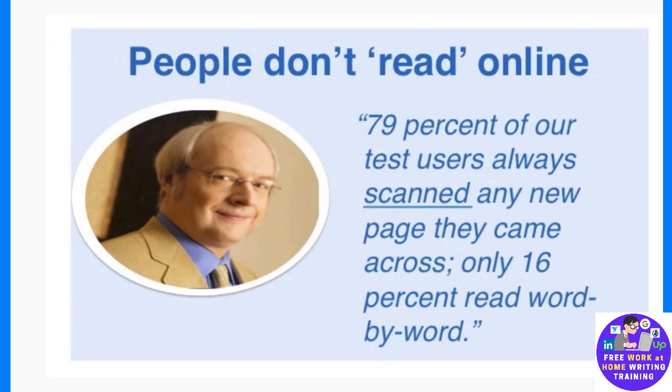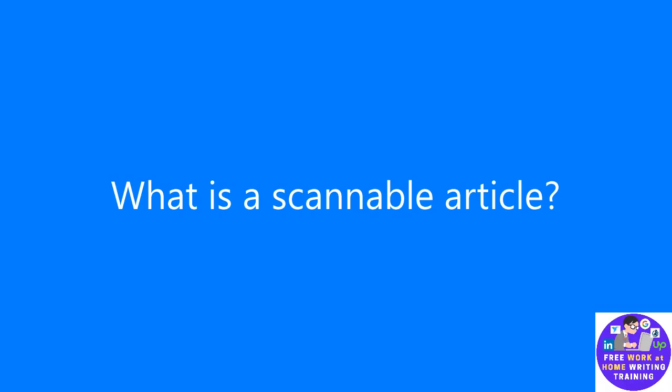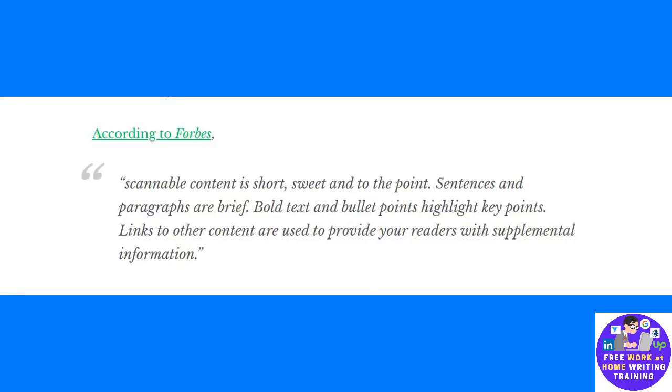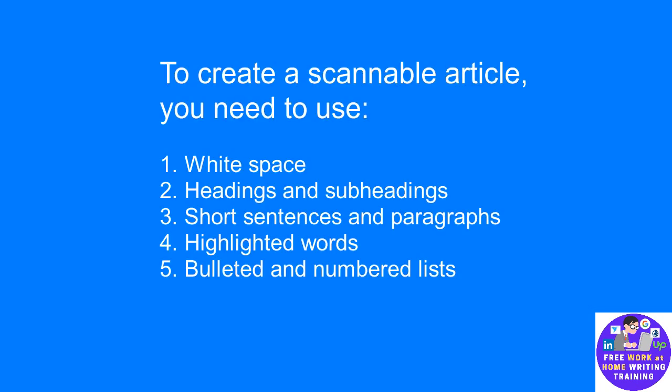So how do you create a scannable article? To create a scannable article, you need to use white space, headings and subheadings, short sentences and paragraphs, highlighted words, bulleted and numbered lists.